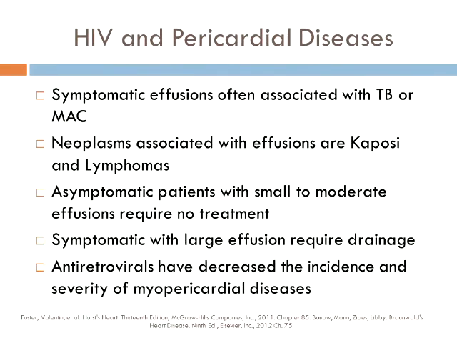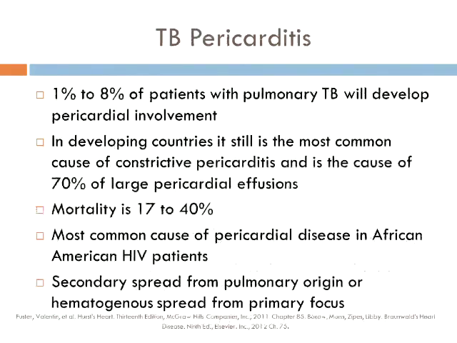TB, 1 to 8% of patients will develop pericardial involvement. It's actually the most common cause of constrictive pericarditis in developing nations, 70% of large pericardial effusions. Mortality is 70 to 40%. It's the most common cause of pericardial disease in African-American HIV patients. Secondary spread from a pulmonary origin or from hematologic spread from a primary focus.